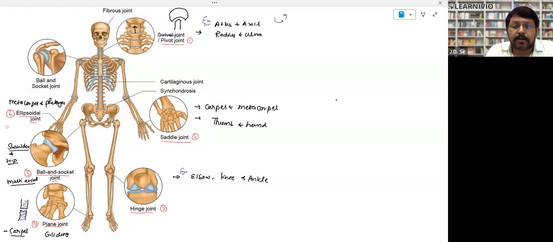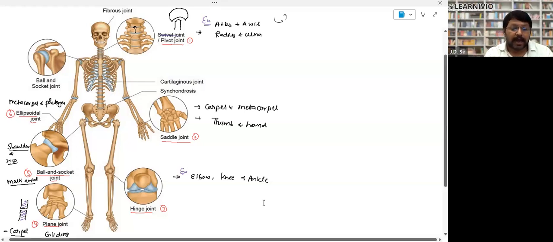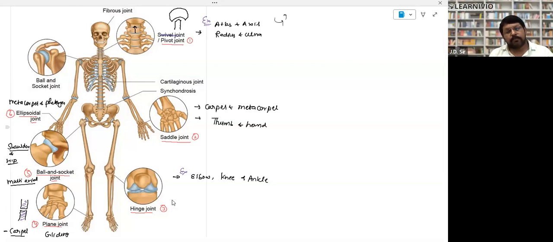Hinge joints fold in a single direction. Like your normal wooden door at your room, you can open it in only one direction. If you try to open it in the opposite direction, it will break down. The same way, hinge joints work like a hinge. The elbow cannot go forward; it can only be folded backward. Elbow, knee, and ankle are examples of hinge joint. Please note down all three joints: pivot, saddle, and hinge joint. Then we'll discuss the rest of them. You will get only examples in the exam questions.